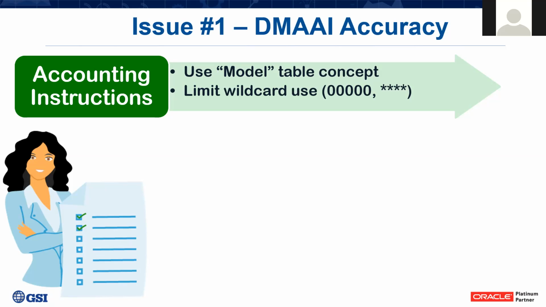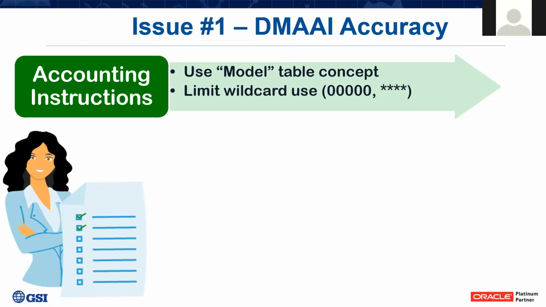So if I type in the 4 asterisks in the GL class code field, that means I don't care what the GL class code on the item is. I can still use this entry. It will still look for it and use it. So what we want to do is limit the use of those.